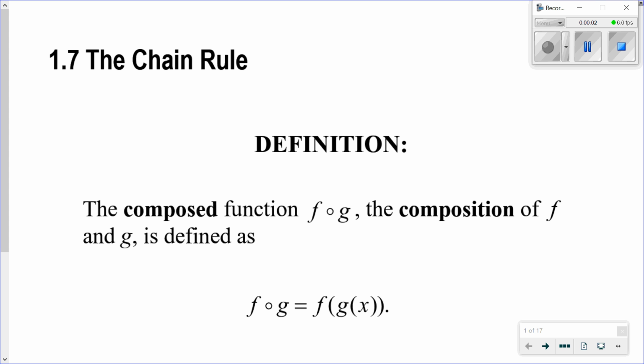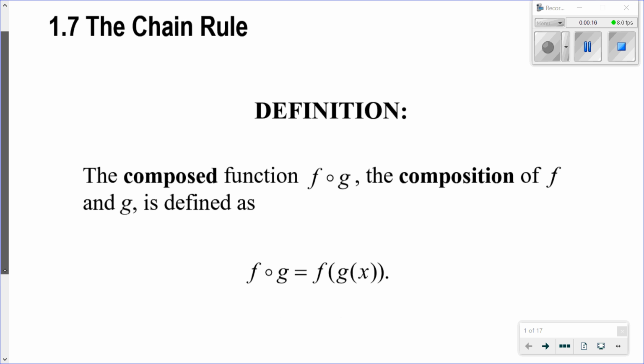Okay, so we are starting the last couple sections of the chapter. That means the chapter test will be coming up here shortly. So let's get started. We got section 1.7, which is the chain rule.